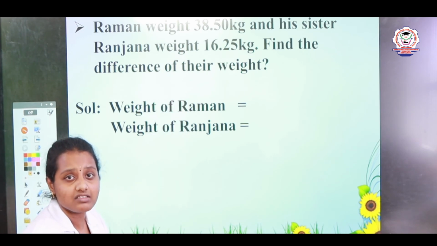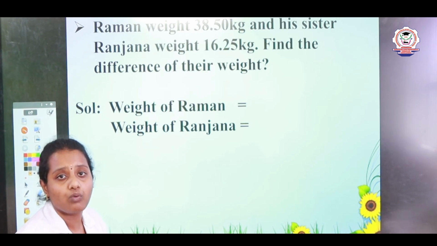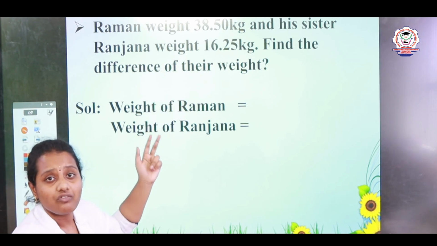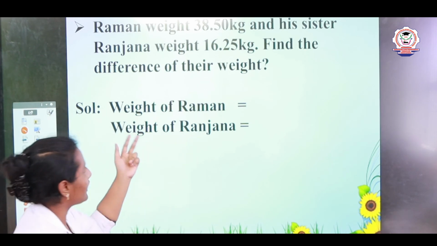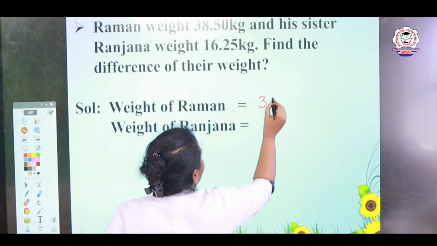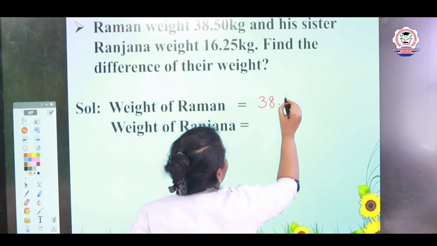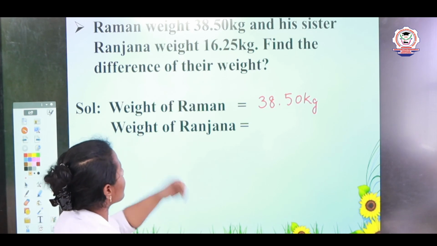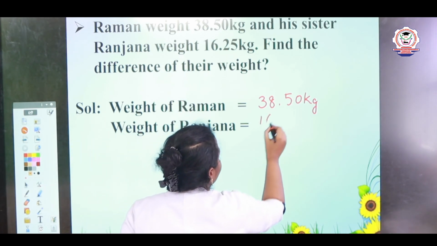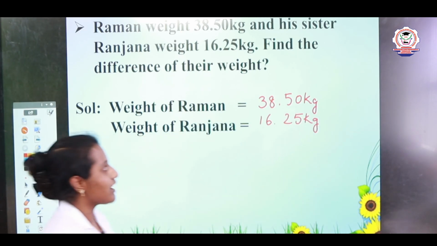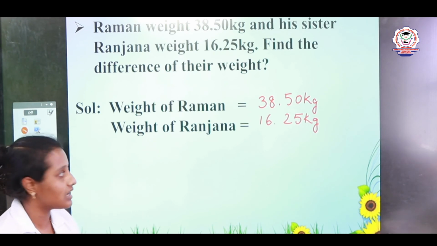How will we find the difference? If you want to find the difference, we want to subtract. If they are asking to find the total value, we want to add. Very good. Now we are going to subtract. Why? Because they asked us to find the difference. So first we will write the weight of Raman. What is the weight of Raman there? It is 38.50 kg. And what is Ranjana's weight? 16.25 kg.